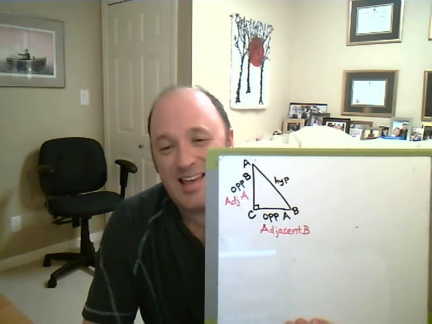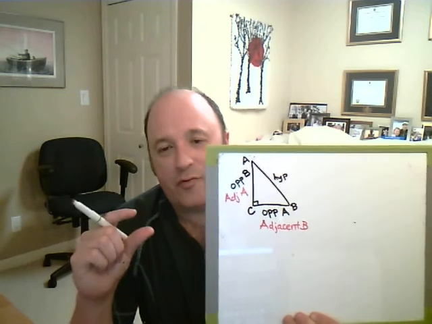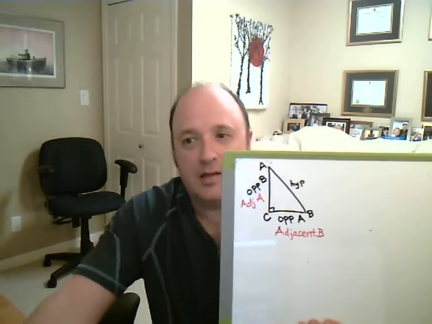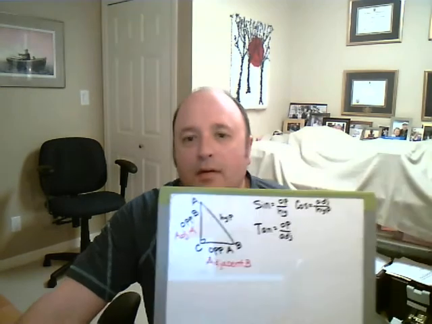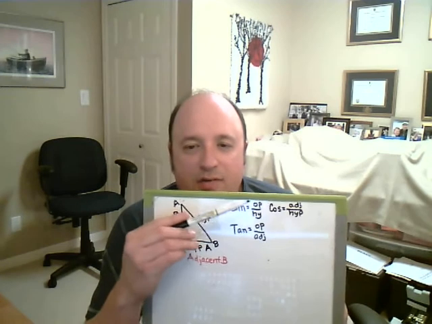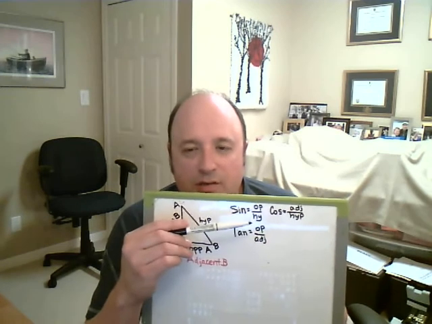Okay, so sine, cosine, and tangent are just ratios or fractions of one side over another. Let's have a look and see what that looks like. Sine, cosine, and tangent are defined like this. Sine is defined as opposite over hypotenuse, as mentioned a little bit earlier.